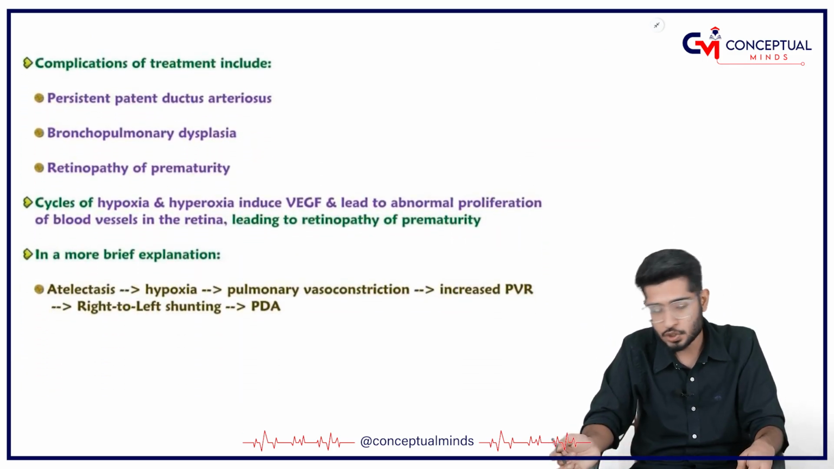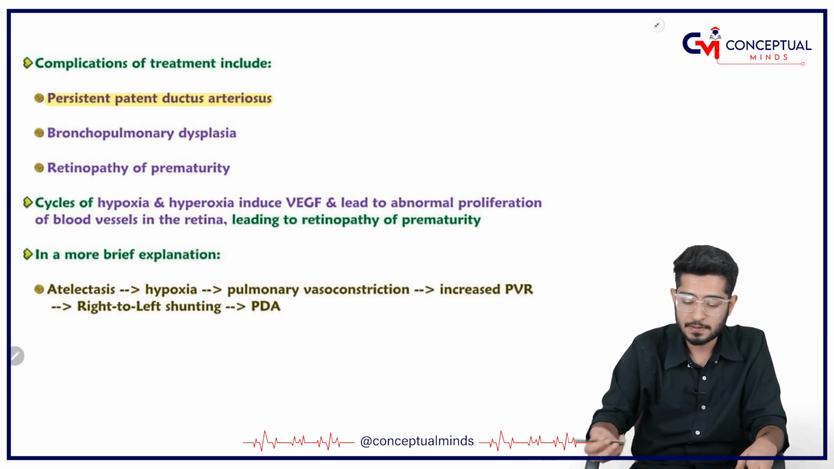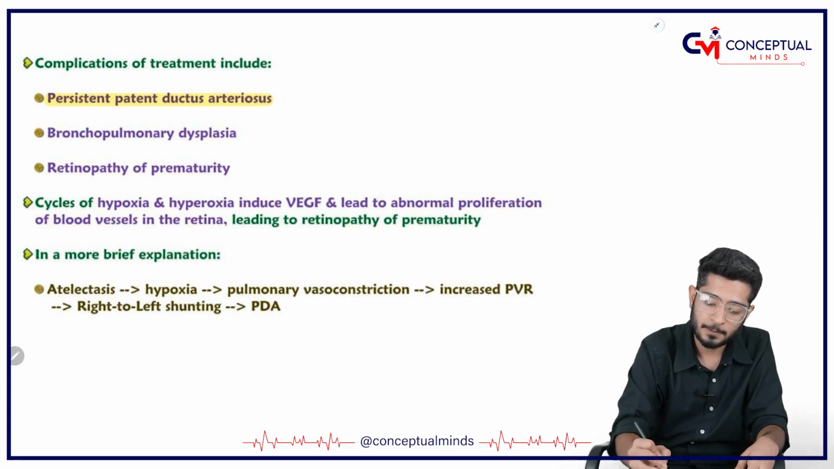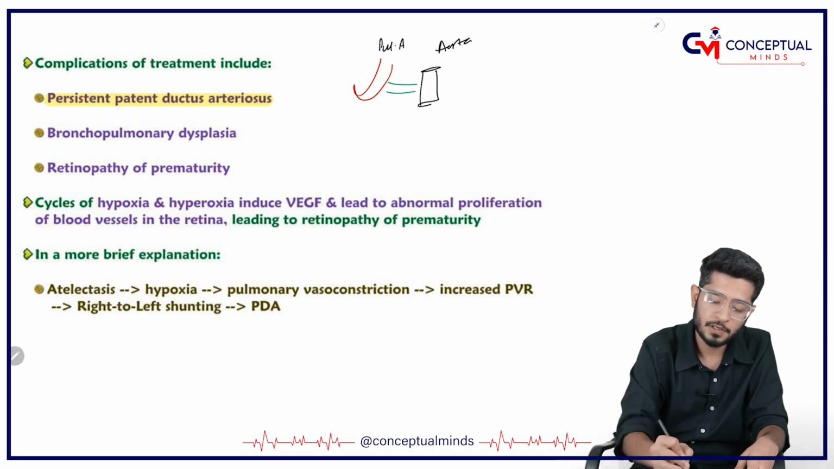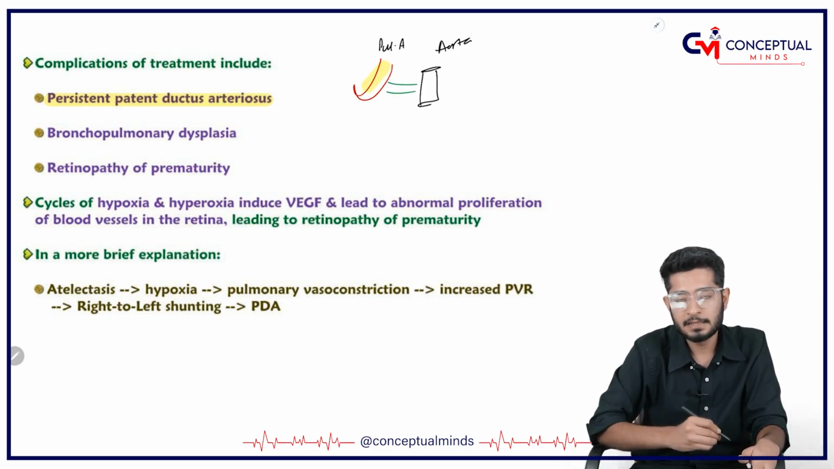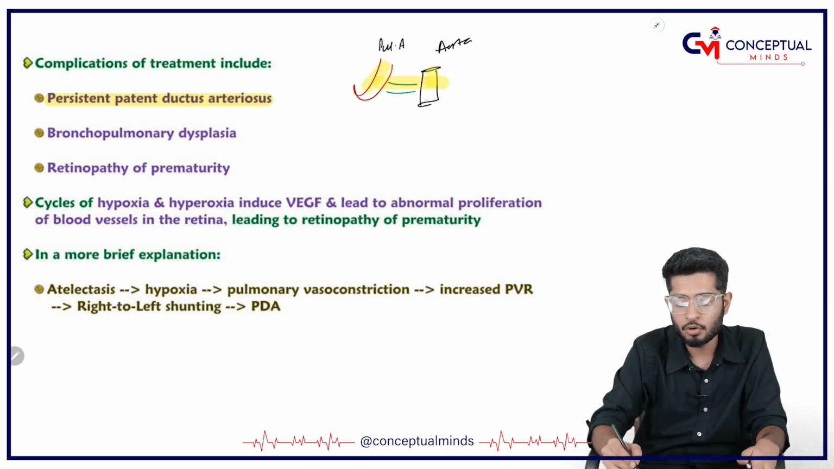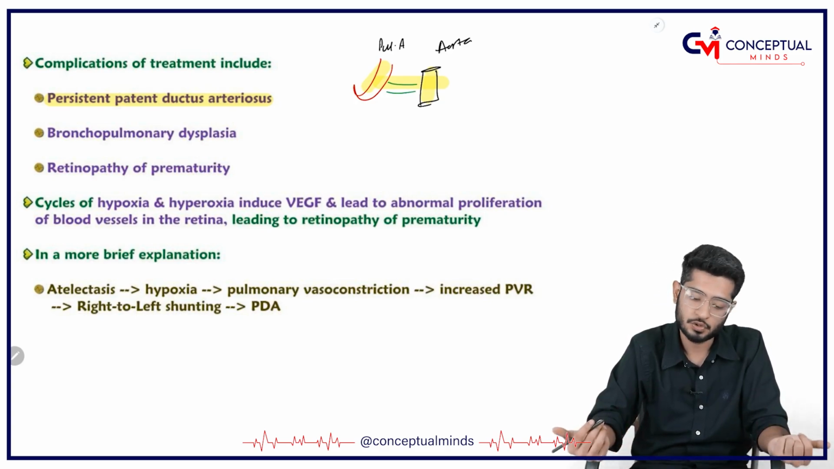What are the complications of neonatal respiratory distress? Of course, there will be a persistent patent ductus arteriosus. Ductus arteriosus, the connection between the aorta and the pulmonary artery. There was a connection which actually obliterates after the baby is born, but because there is a lot of blood in the pulmonary artery, this has to go to the aorta. So there is a persistent patent ductus arteriosus which is going to be there.